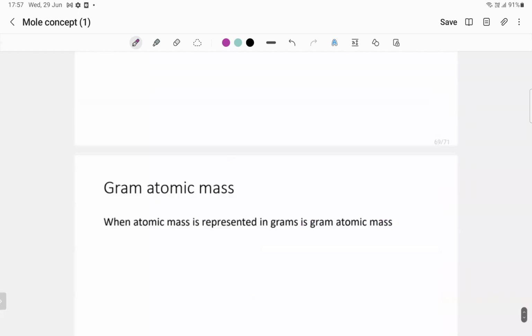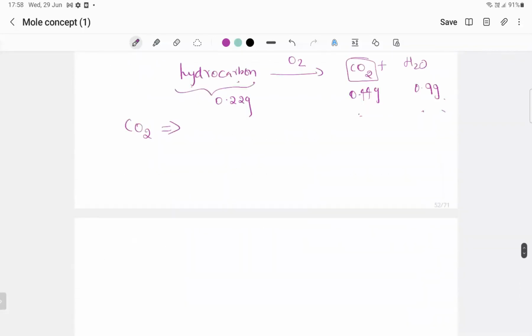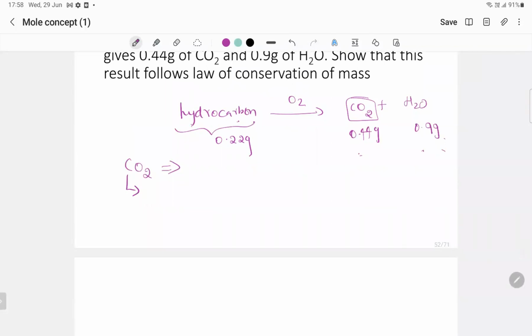Now coming to the question. Listen carefully. Carbon's atomic mass is 12 plus oxygen's atomic mass 16. There are 2 oxygen atoms, so 16 into 2 gives 12 plus 32, which is 44 grams. So for 12 grams of carbon, we have 44 grams of carbon dioxide. Do you agree with this point? In this molecule, 12 grams of carbon gives 44 grams of carbon dioxide.